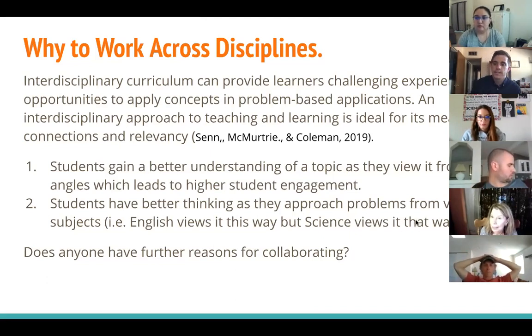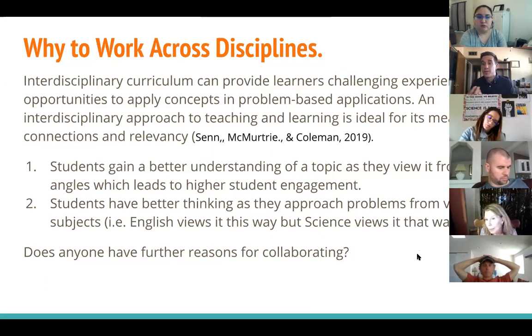So it also lets the students see problems from various ways, right? Because the way that you approach something in the science is going to be different from the way that you apply it in music or even fine arts. Yeah, I said that. Does anybody have any further reasons for collaborating?